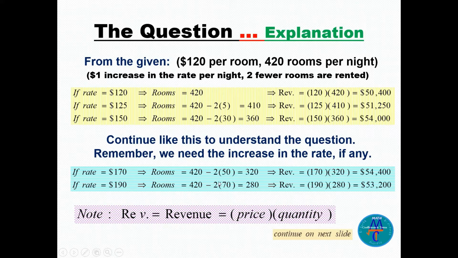So if the rate is 170, the revenue is 54,400, so we still increase. Now, suppose the rate is 190. From 120, we increase the price by $70. 70 times 2, 140. 420 minus 140 will be 280. So let's find the revenue. 190 times 280 will be 53,000. See, it's less. So that means you have to go back. I advise you guys not to find the answer by guessing.